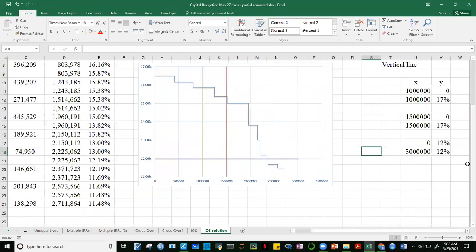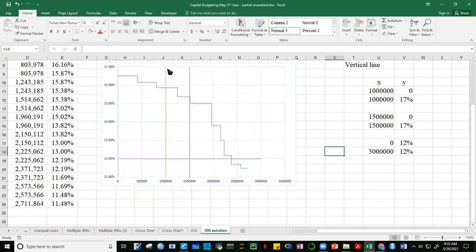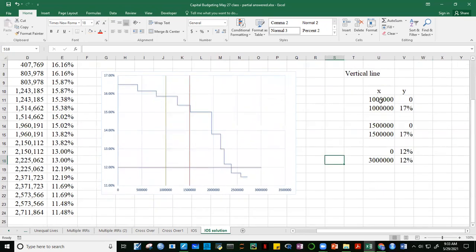Now how do I plot this? That's very easy. I have to identify the points of your x-axis and y-axis. For example, for this one, let me do it here. Let me copy this.